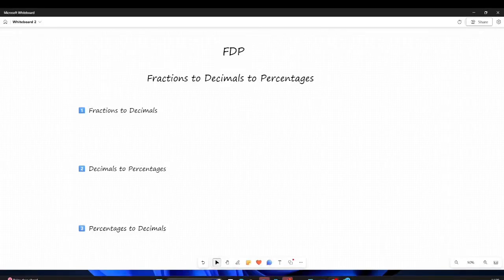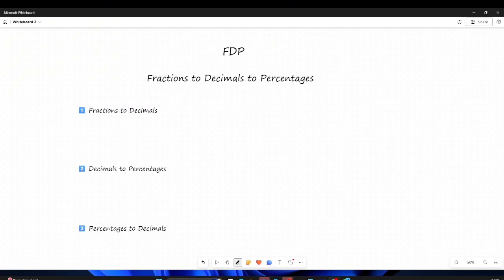So we're looking at converting fractions into decimals and into percentages. How can you convert fractions to decimals and then to percentages? The first we're going to look at is fractions to decimals. How can you convert a fraction to a decimal?